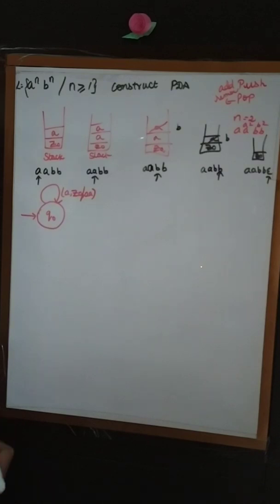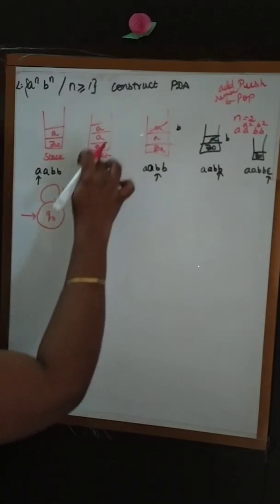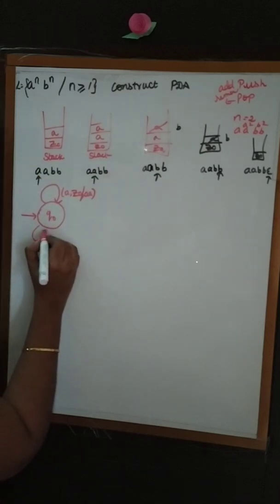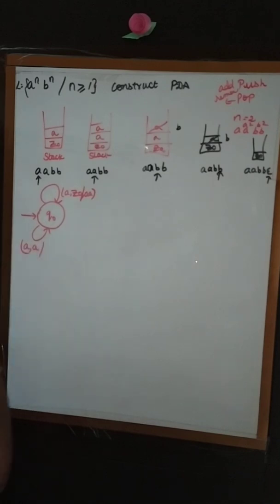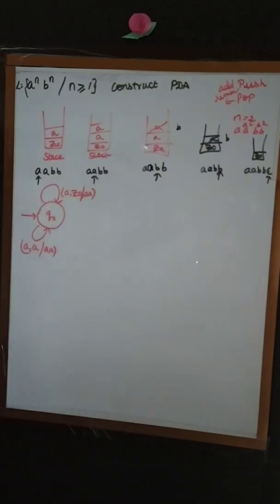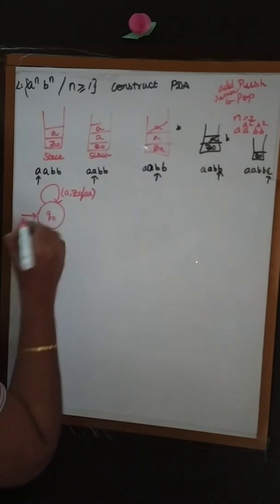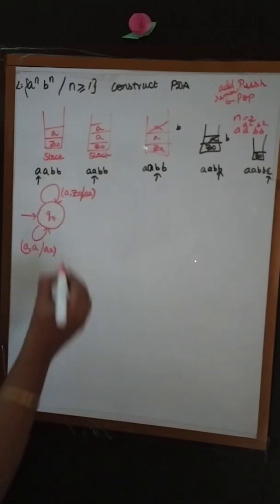Okay, it's done. So now, next time what happened? A is on the top of the stack and the input symbol is also a. What we have to do? We have to do the pushing. We just add them together, concatenate together. So this will go for n number of times. This is for only once and this will go for n number of times.